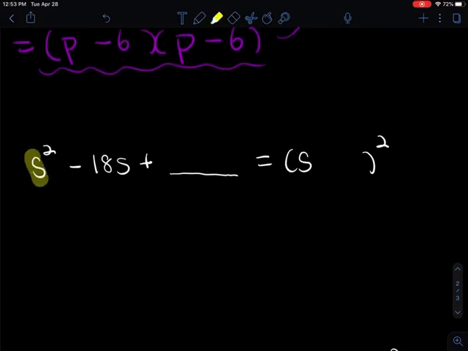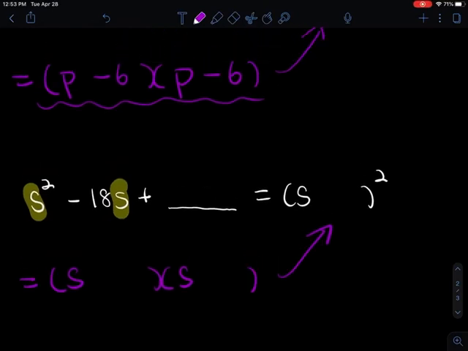Again, we have the variable in two separate places, so we need to first put a number such that we can write it in this form, and then we can write it in this form. Okay, so in this case, we have s squared minus 18s plus blank. And then let's figure out what number we should add here.